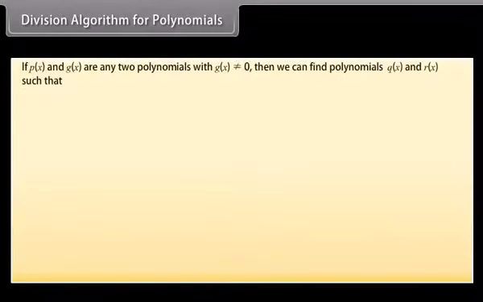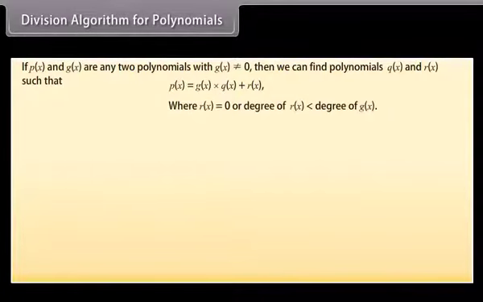Division algorithm for polynomials. If p(x) and g(x) are any two polynomials with g(x) not equal to 0, then we can find polynomials q(x) and r(x) such that p(x) is equal to g(x) into q(x) plus r(x), where r(x) is equal to 0 or degree of r(x) is smaller than degree of g(x). Let's divide 5x cubed minus x square plus 6 by x minus 4.